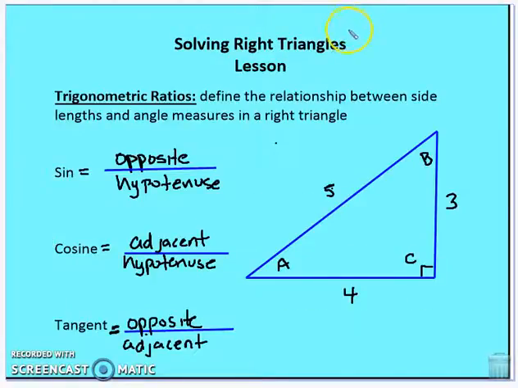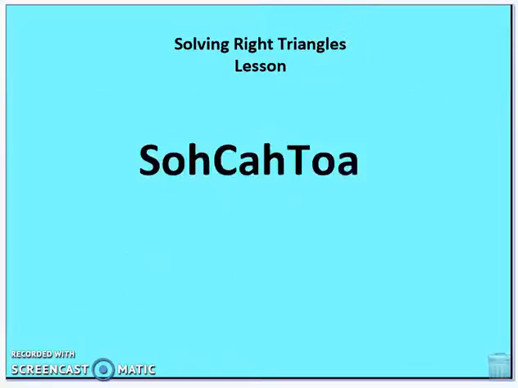All right, so just to review our trig ratios: sine, cosine, tangent. Sine is opposite over hypotenuse, cosine is adjacent over hypotenuse, tangent is opposite over adjacent. Remember SOHCAHTOA: sine opposite hypotenuse, cosine adjacent hypotenuse, tangent opposite over adjacent.